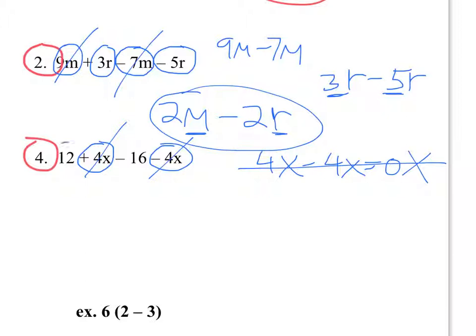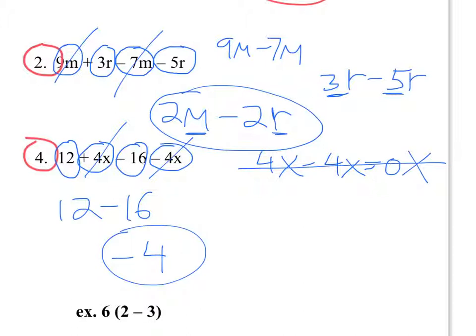Then these are like terms. This is the other part of the definition for like terms. These are constants. So I can combine these. 12 minus 16, that would give me negative 4, and that's the answer. So that's an example where you had variables, and the variables could cancel out. All right, so that's just the basic idea of combining your like terms.